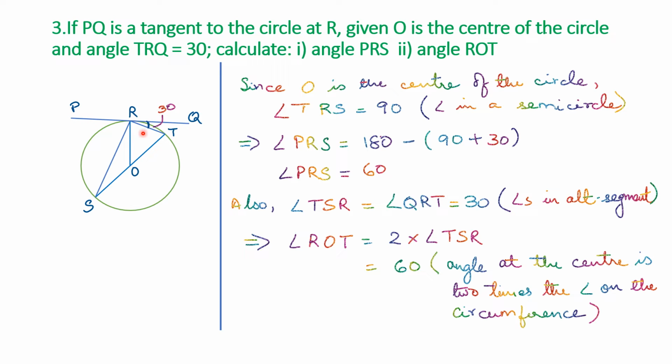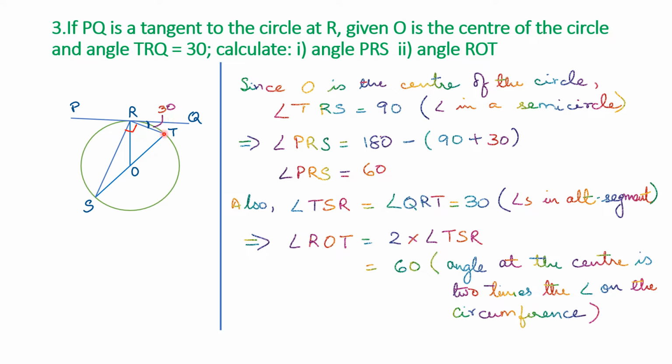PQ is a tangent to the circle at the point R, and we are given that O is the center of the circle. So the moment you see the diameter over here, that is TS, it tells you that angle TRS is equal to 90 degrees. That is angle in a semicircle. So since O is the center of the circle, angle TRS is equal to 90, angle in a semicircle.